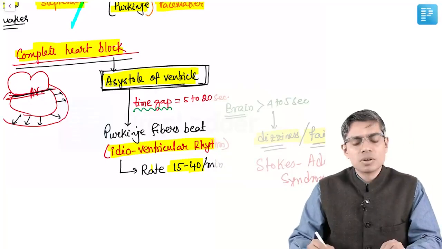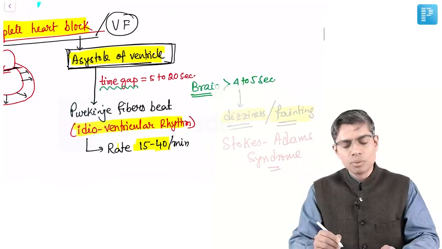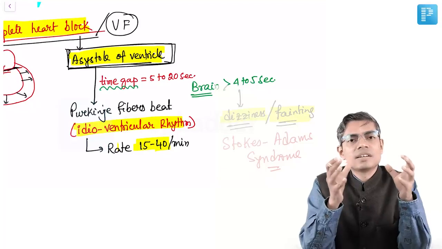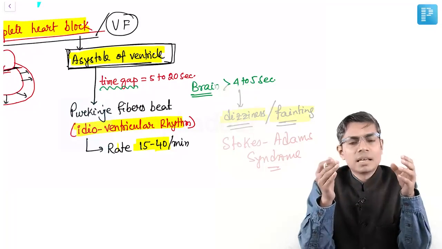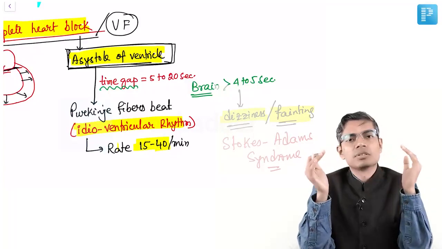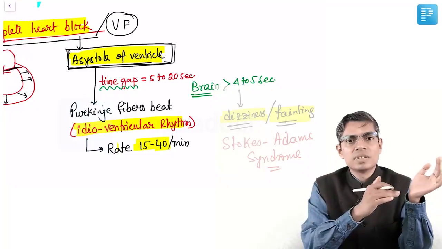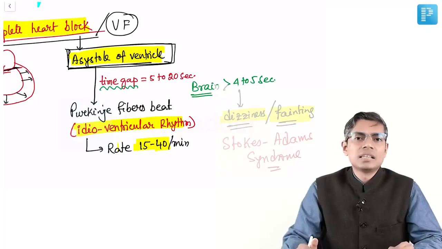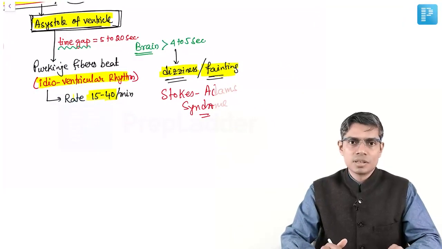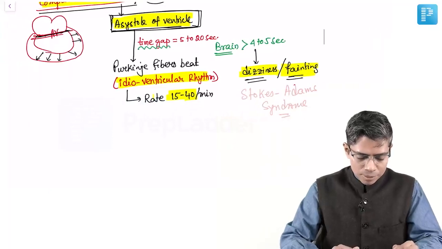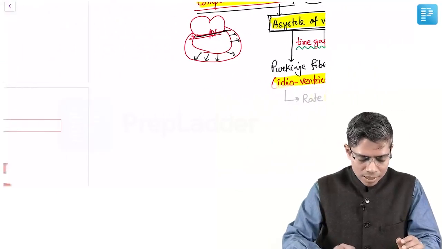Although Stokes-Adams syndrome can also occur in case of ventricular fibrillation, because you know the ventricular fibrillation means ventricle is not able to pump properly due to huge amount of heart rate, and that will also decrease the blood supply to the brain, that will lead to dizziness or fainting. So due to asystole of the ventricle, dizziness, fainting and the fall on the ground is occurring, that is part of the Stokes-Adams syndrome, right? So this is all about your normal properties of the heart muscles that we have discussed.